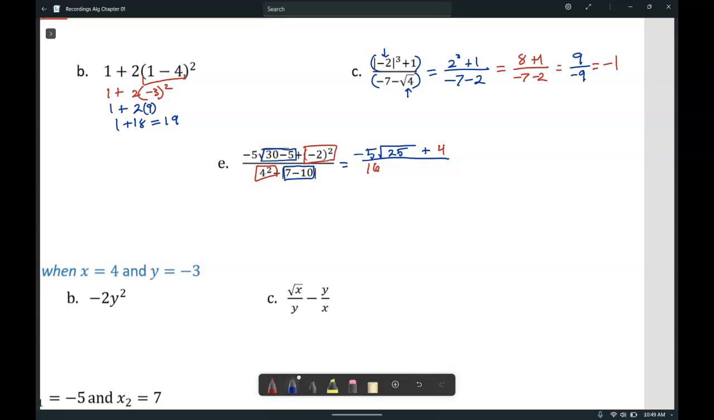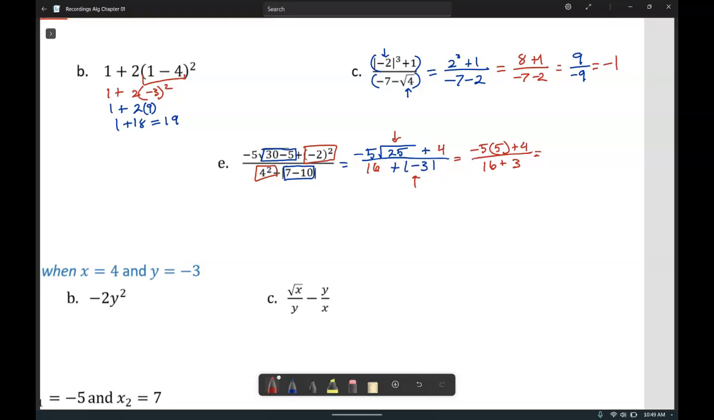Plus the absolute value of negative 3. Then we'll go ahead and simplify the root and the absolute value. Negative 5 times 5 plus 4 over 16 plus 3.